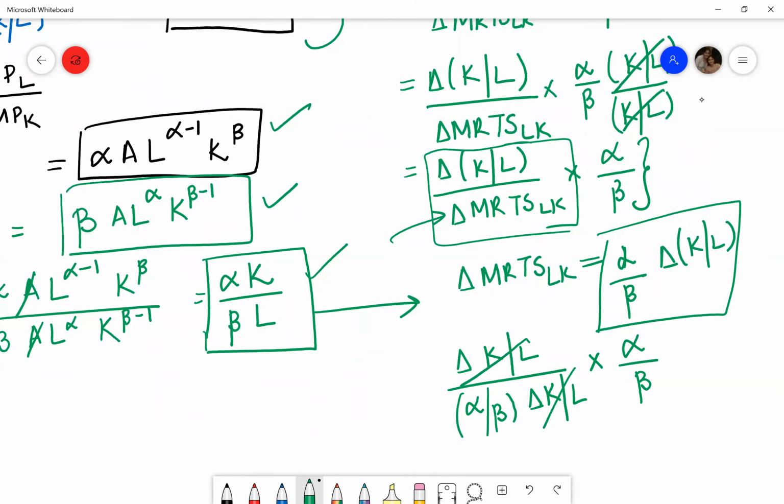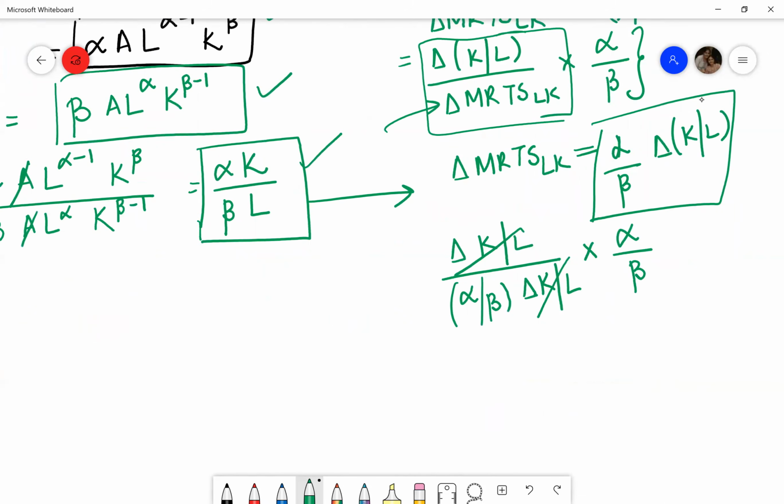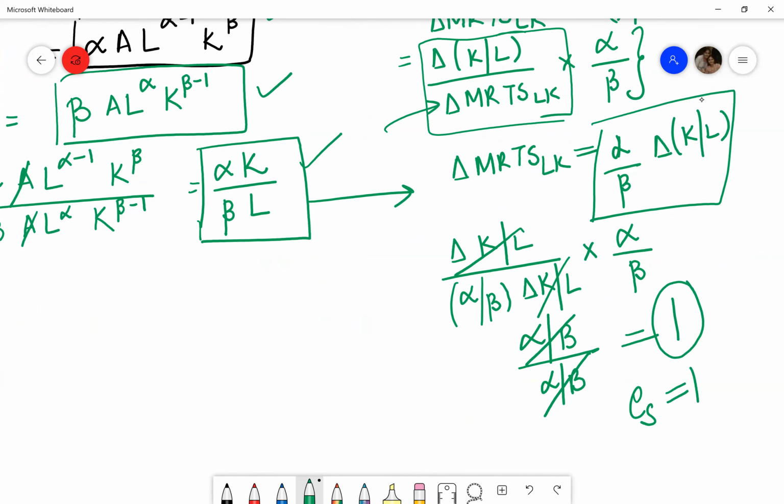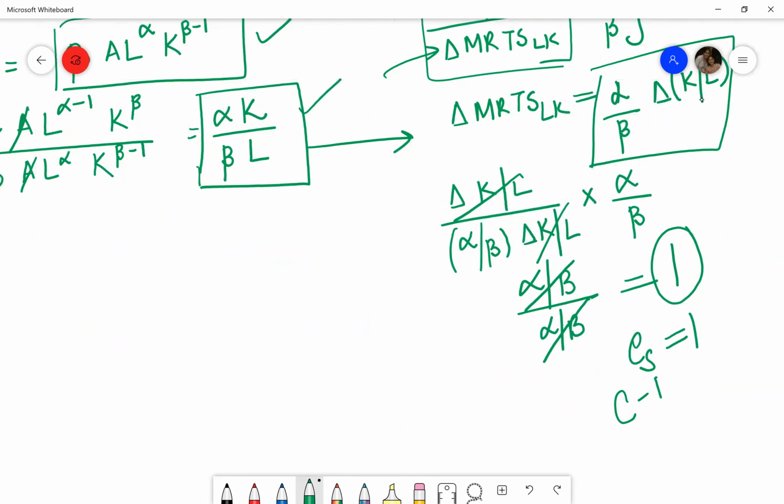So this and this gets cancelled. Again, alpha by beta divided by alpha by beta. This gets cancelled, which is equal to 1. So this is how we say that elasticity of substitution is always equal to 1 in your Cobb-Douglas production function.